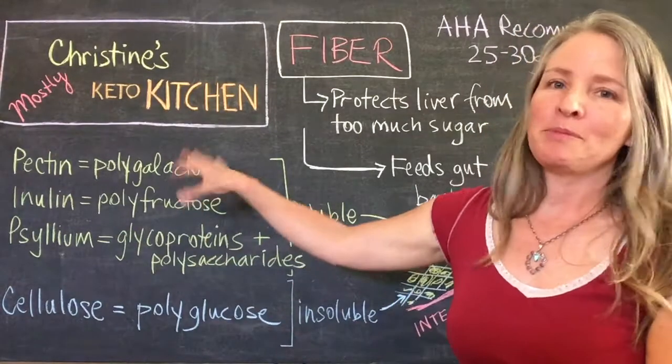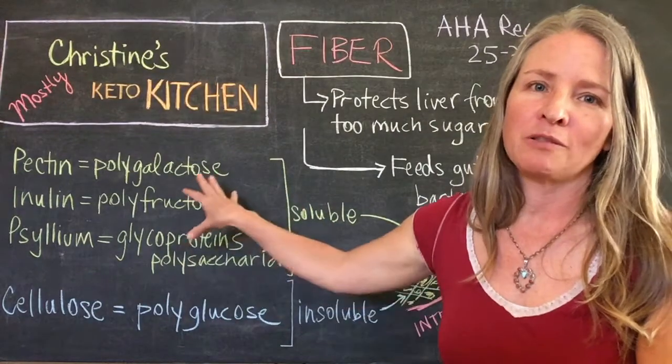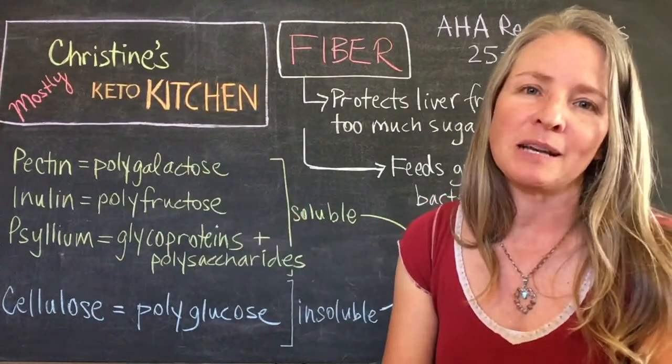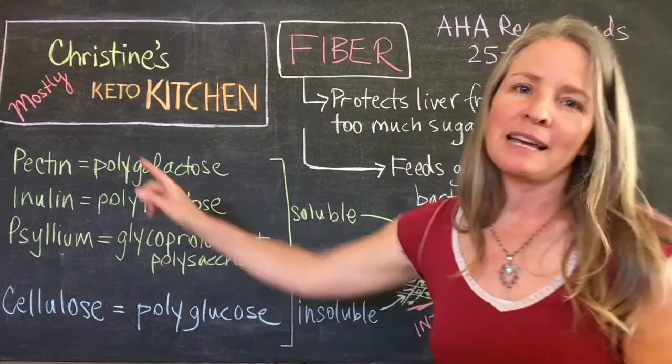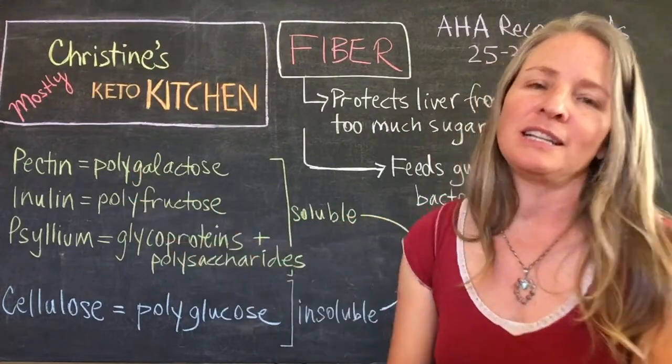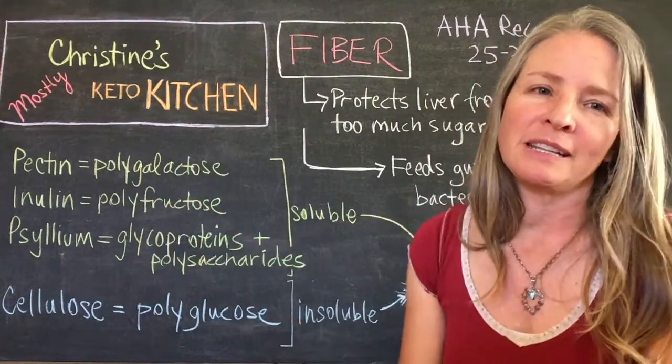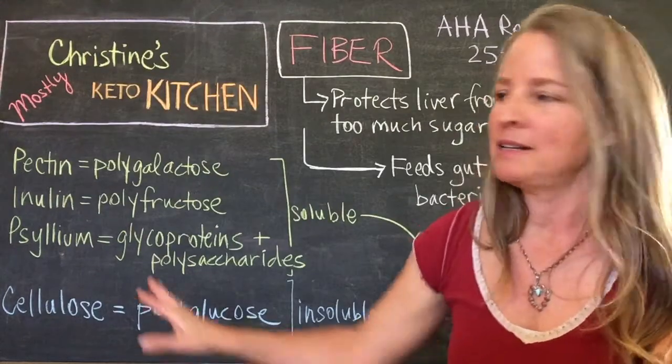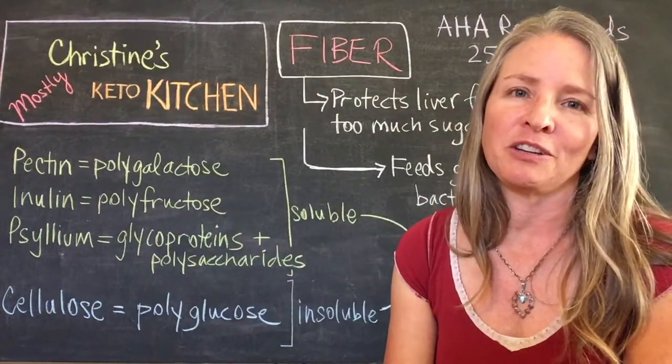Now, I've got some different types of fibers that are shown over here. The green here are some examples of soluble fibers, things like pectin and inulin and psyllium. And then down here in blue, I've got an example of an insoluble fiber. And so here we're looking at cellulose.